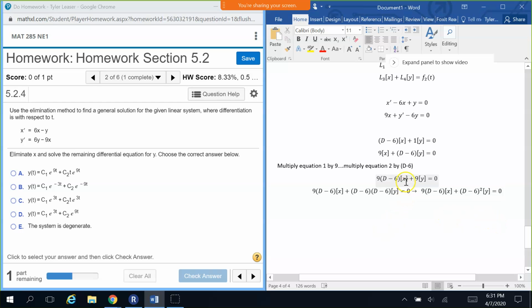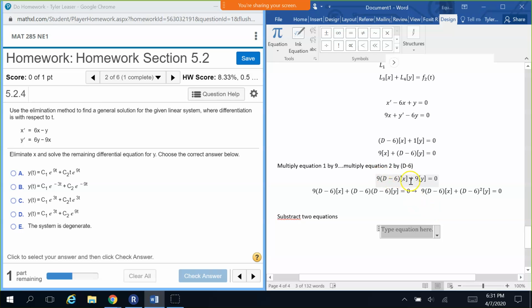Okay. Now the x terms are the same, though, right? They're both the 9D minus 6's. So this time we have to subtract the two equations. The first equation minus the second equation makes the x's cancel out because they're the same thing. The first equation has a 9 as an operator on the y, minus the operator on the second equation, D minus 6 all squared, operating on y. It still equals 0, because there's still 0 minus 0 on the right-hand side.